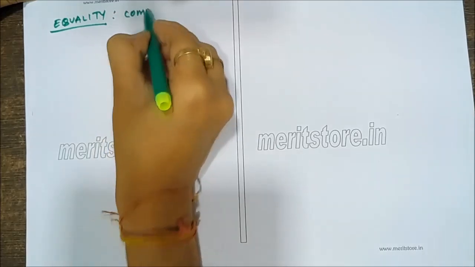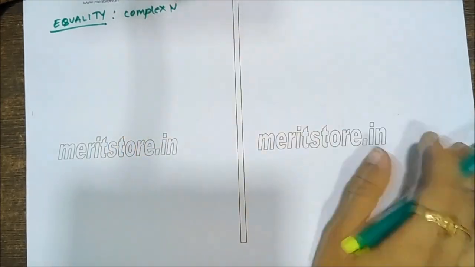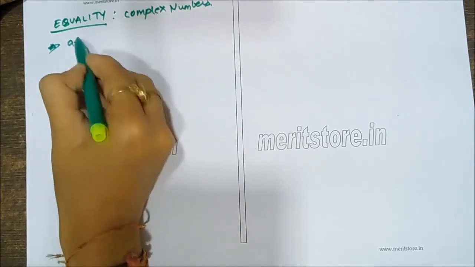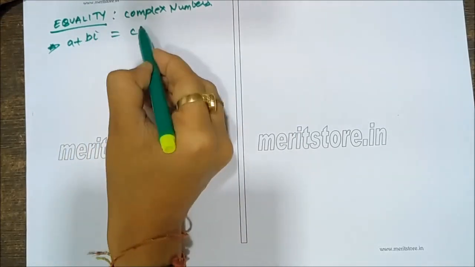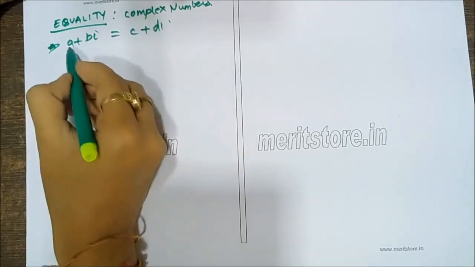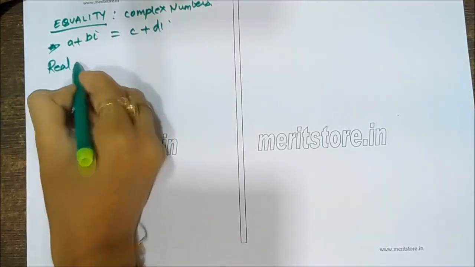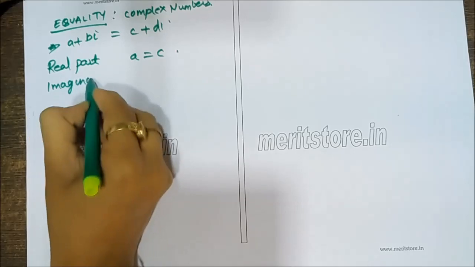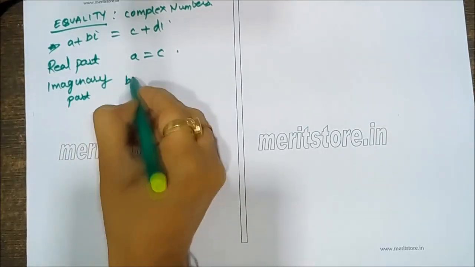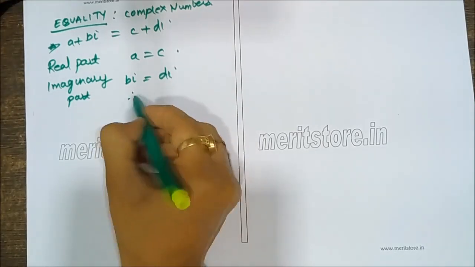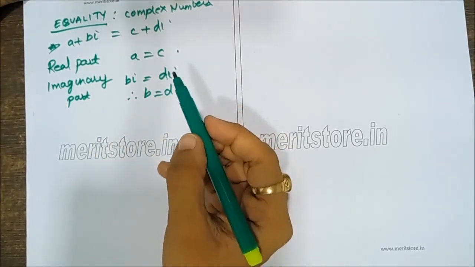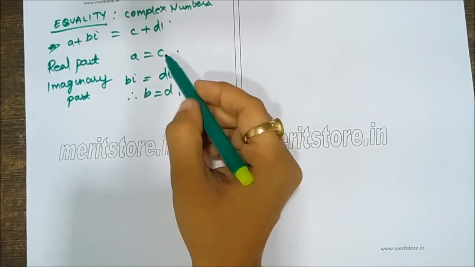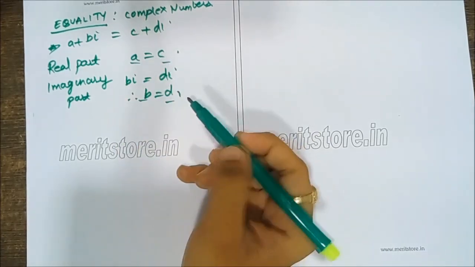Equality of complex numbers. A plus bi is equal to c plus di, then real part a and c are the same, imaginary part bi is equal to di, therefore b is equal to d. So if your real parts are equal and your imaginary parts are equal, then the values will be the same.